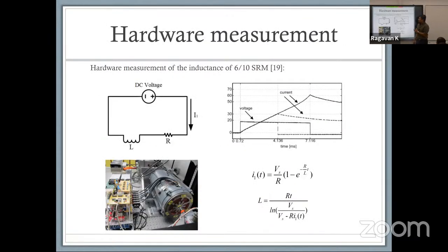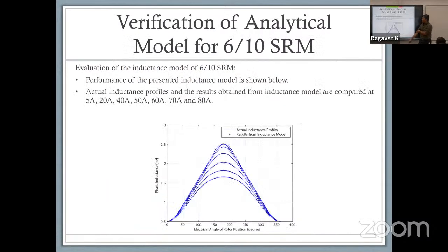Based on that, if you're talking about hardware measurements specifically, you can look at the applied voltage. This is the current response that you get, and from that you can calculate the inductance profile. Comparing them, we found that at higher currents we had much better correlation.